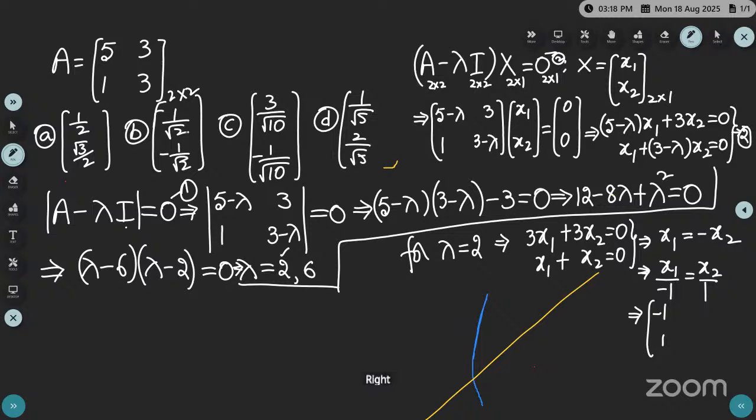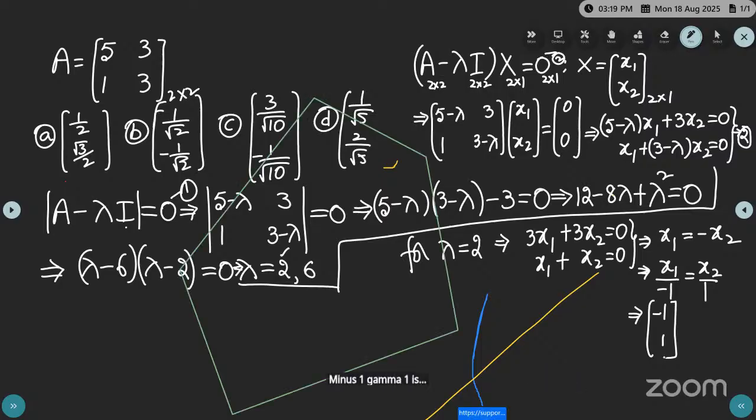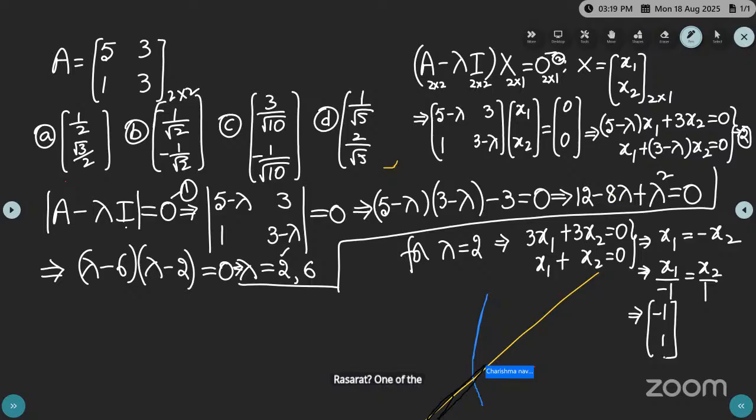Right. What is it, Amma? Minus 1, 1 is, write it. Written? One of the eigenvectors, or an eigenvector. Write it. Is an eigenvector.